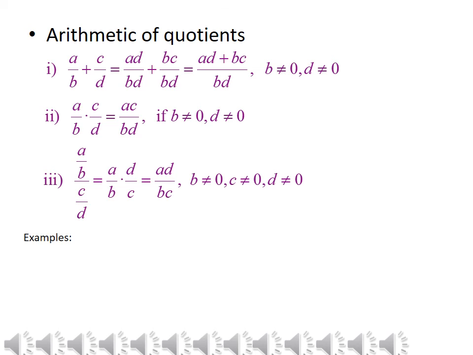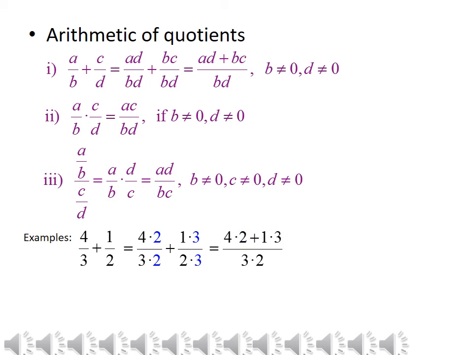So let's do some examples where we're going to deal with the arithmetic of quotients. First, we want to add together 4 divided by 3 plus 1 divided by 2. So 4/3 plus 1/2. Remember, in order to add these, we first need to find a common denominator. So we'll multiply 4/3 by 2 over 2 and 1/2 by 3 over 3 to create a common denominator of 6 on both terms. Now we can just add the numerators together, so 4 times 2 plus 1 times 3, all divided by 3 times 2, and then we'll simplify to get our answer.